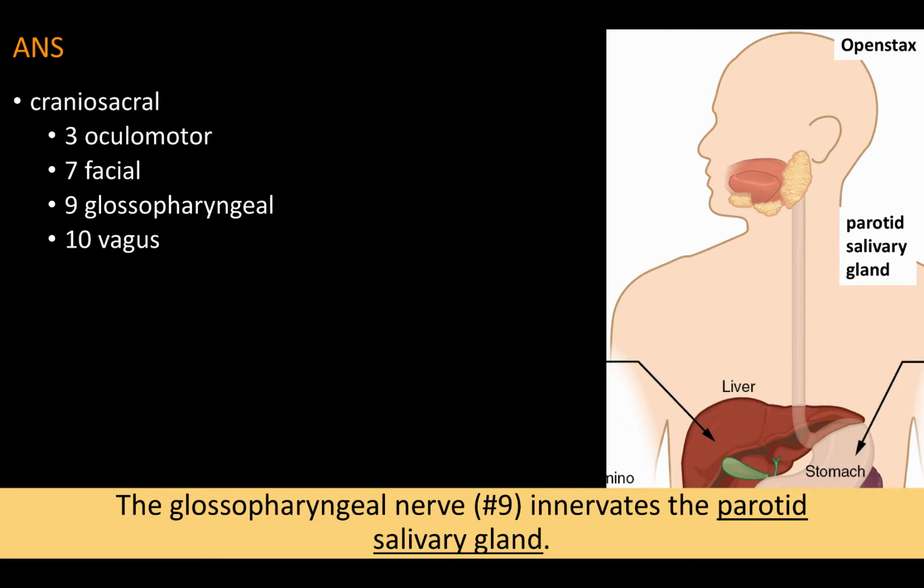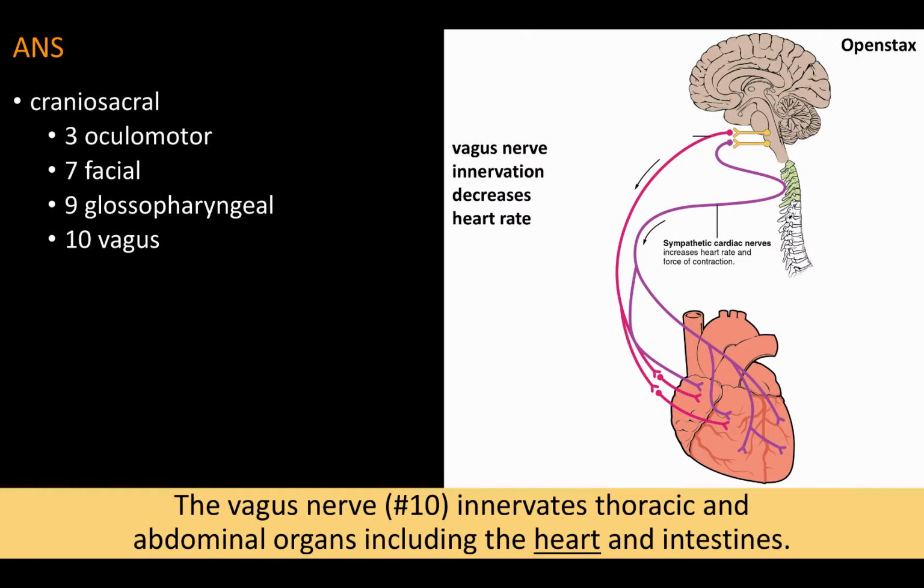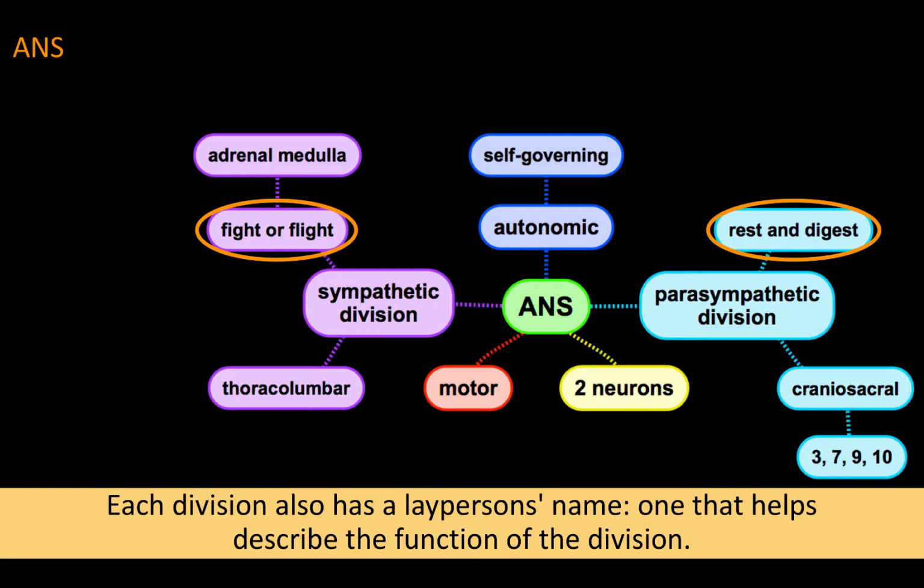The glossopharyngeal nerve, number 9, innervates the parotid salivary gland. The vagus nerve, number 10, innervates thoracic and abdominal organs, including the heart and intestines. Each division also has a layperson's name, one that helps describe the function of the division.